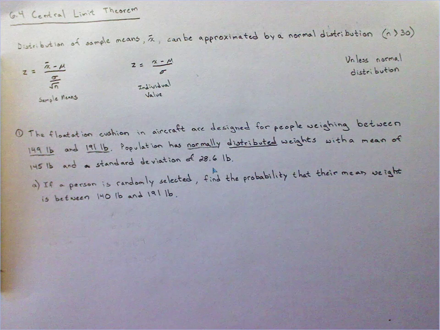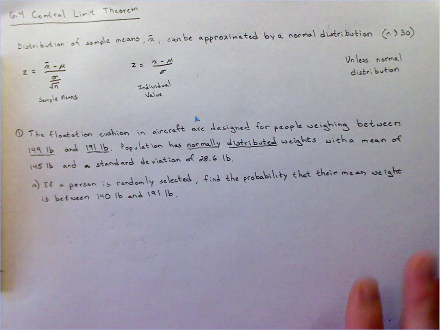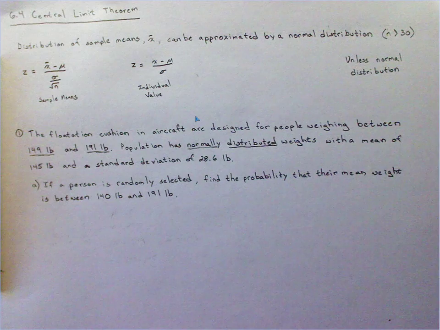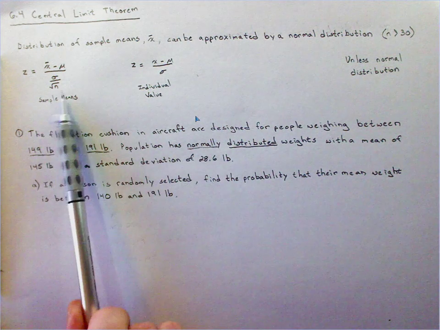So let's go back here. It isn't about going over the central limit theorem, it's about going over some homework problems for you. Just a basic overview: the distribution of sample means, in correlation to the population mean, the sample mean x bar, can be approximated by a normal distribution whenever n, our sample size, is greater than 30, unless it's already stated that we're dealing with a normal distribution. And our formula for sample means is here.